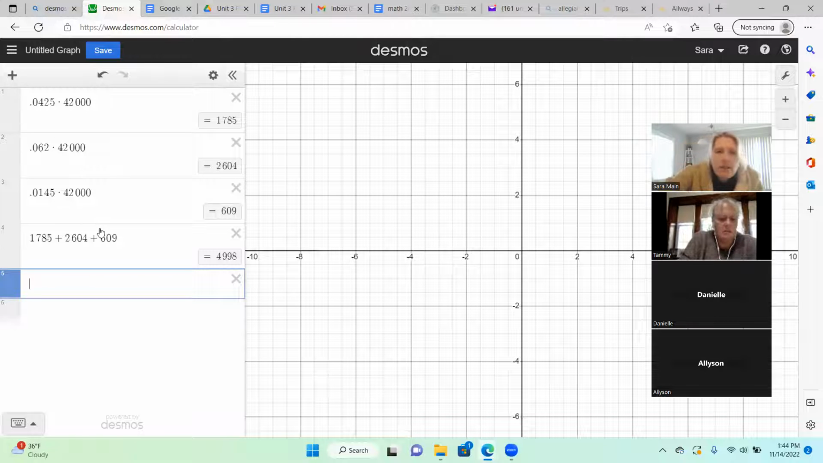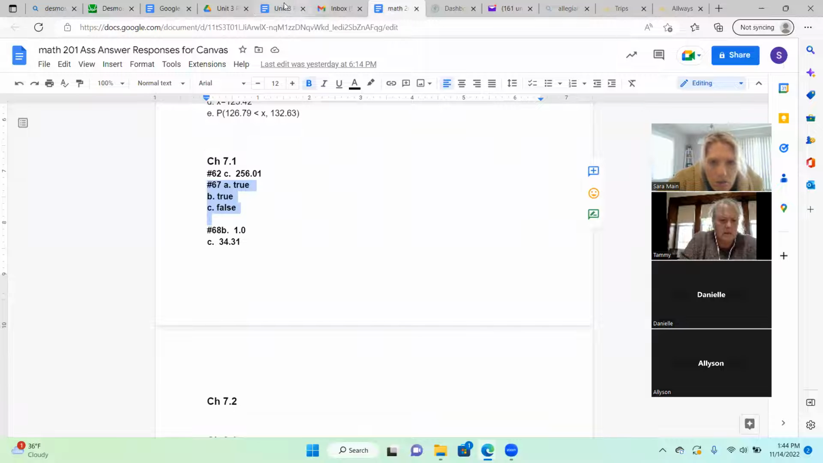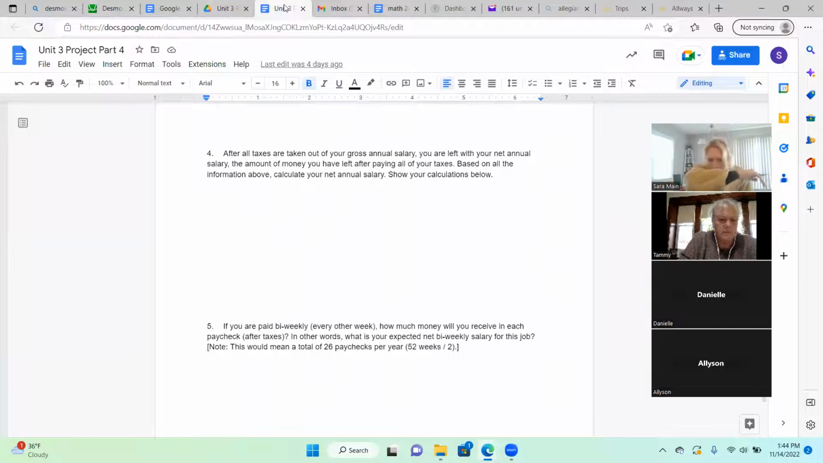So then the project is asking you, it says after all taxes are taken out of your gross annual salary, you are left with your net annual salary, the amount of money you have left after paying all of your taxes. Based on the information above, calculate your net annual salary. So how would she find her net annual salary? Let somebody tell me. Would just take the 42,000 and then subtract the 49.98.